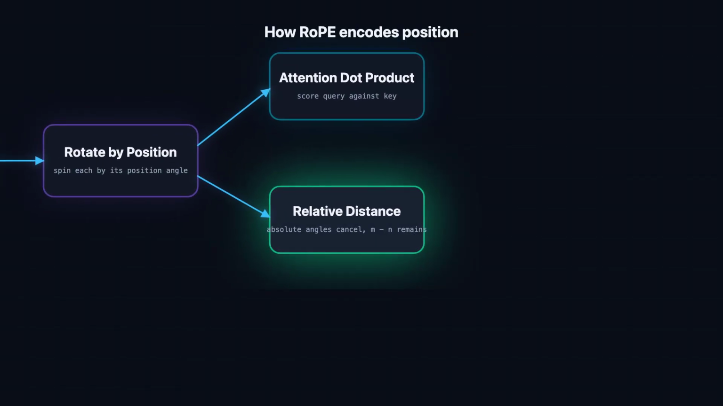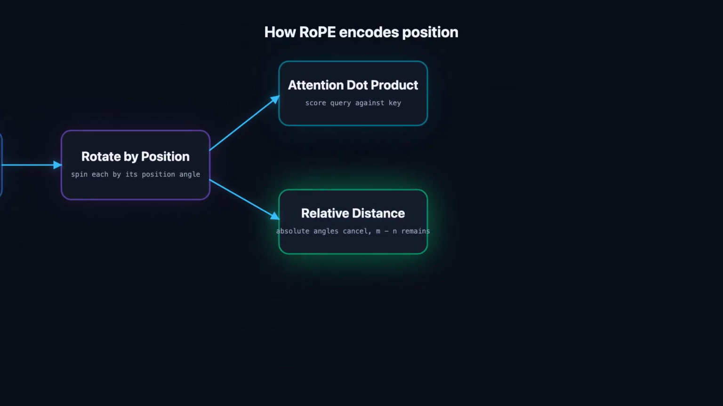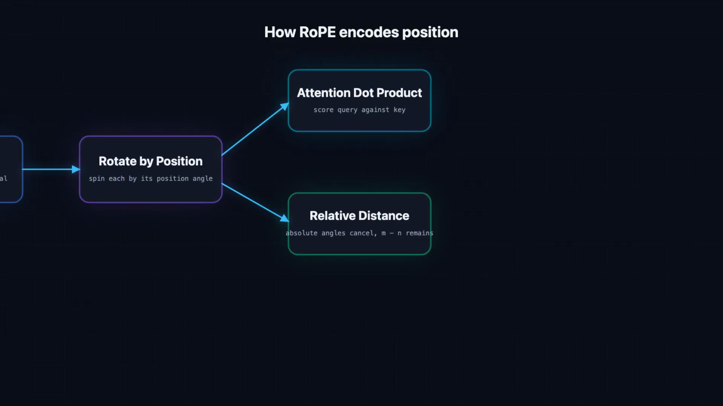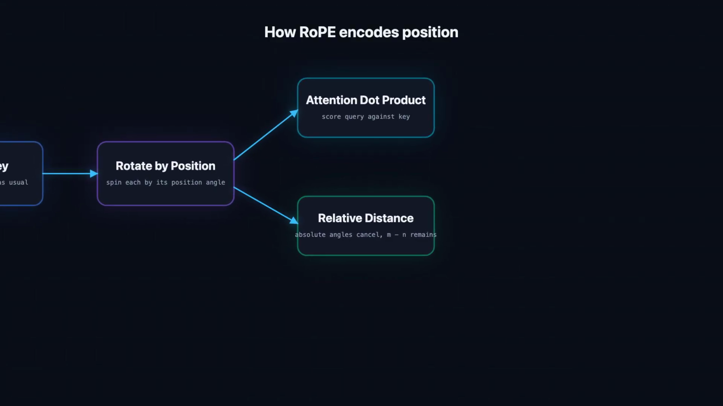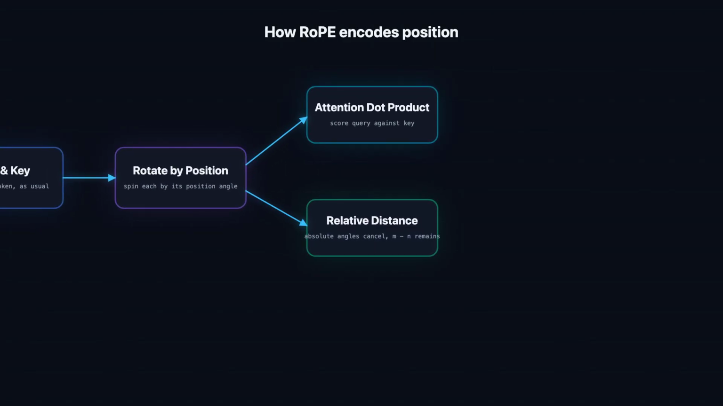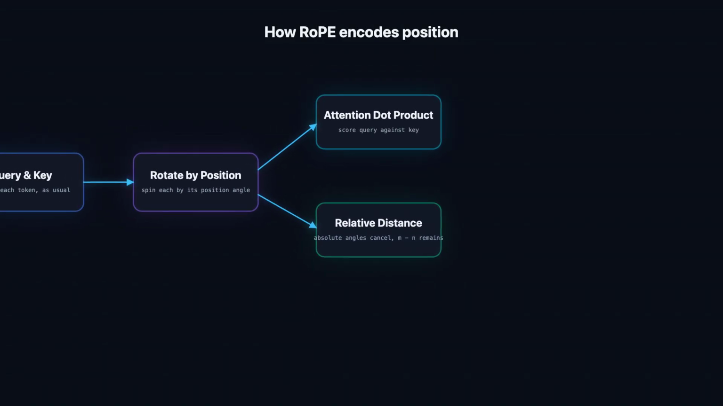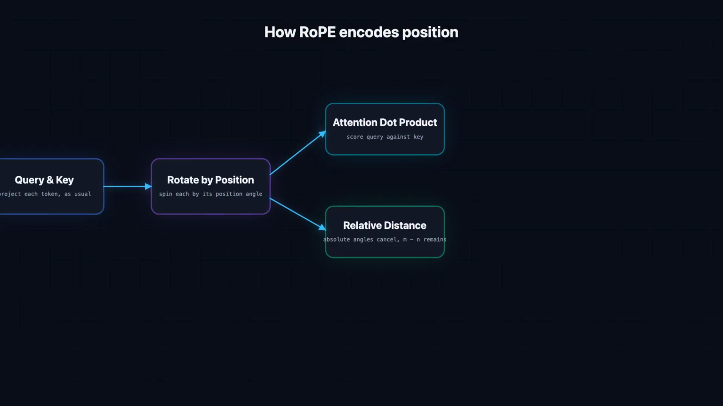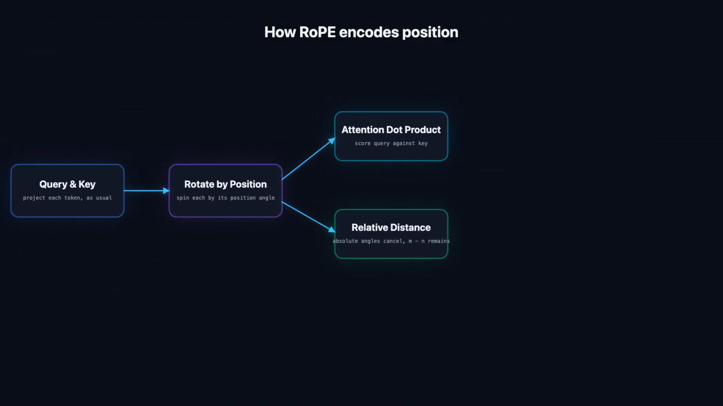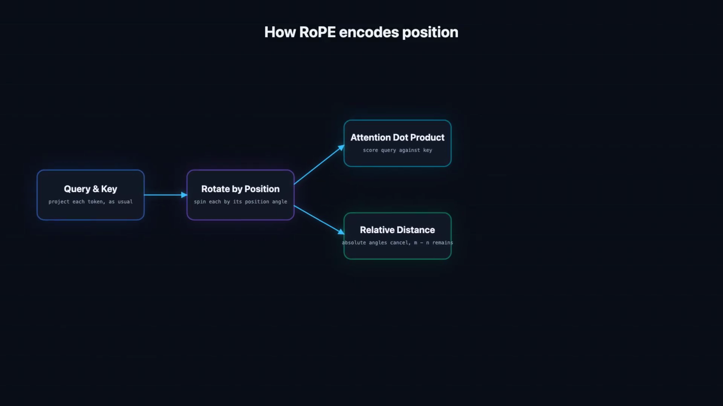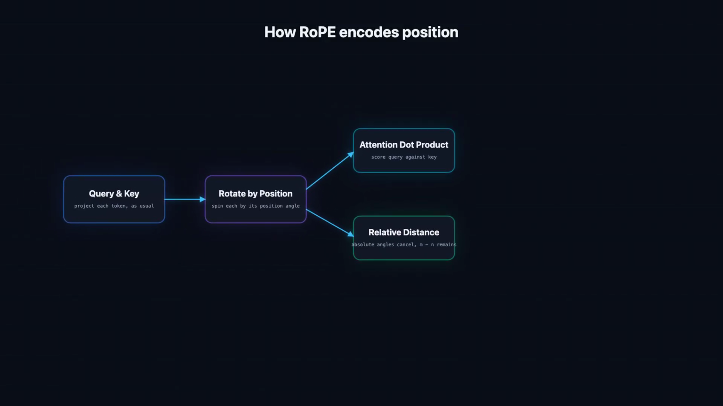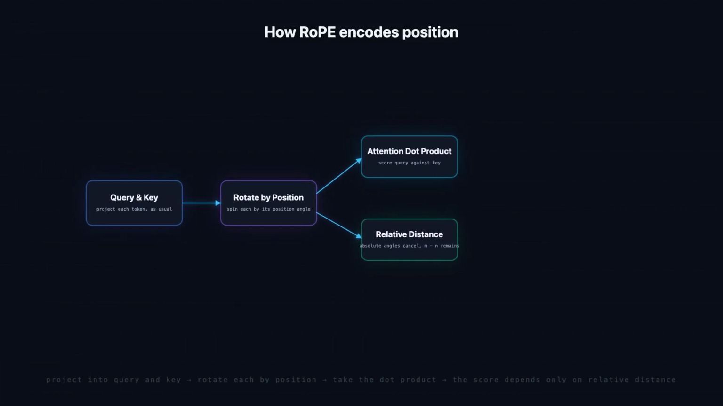Here is the payoff. When you work through that dot product, the absolute angles cancel out, and the score ends up depending only on the distance between the two positions, m-n. Absolute rotations go in, relative distance comes out. 2 words 5 apart always feel 5 apart, no matter where they land in the sentence.